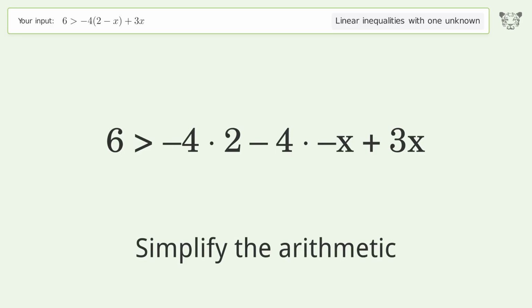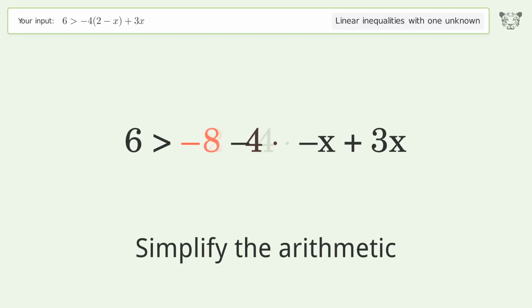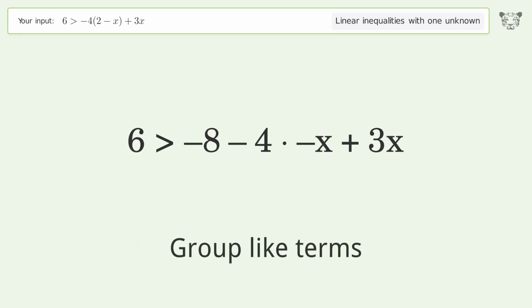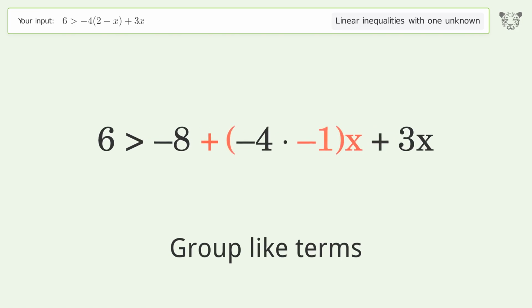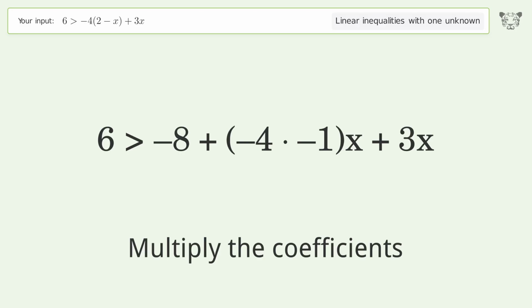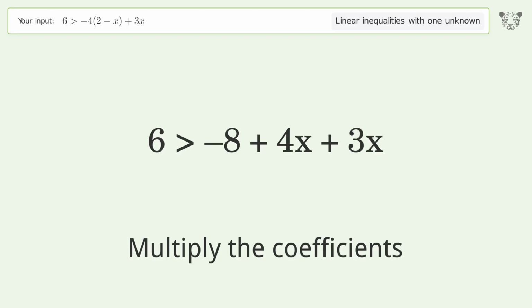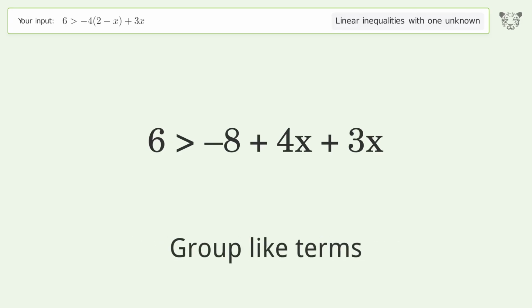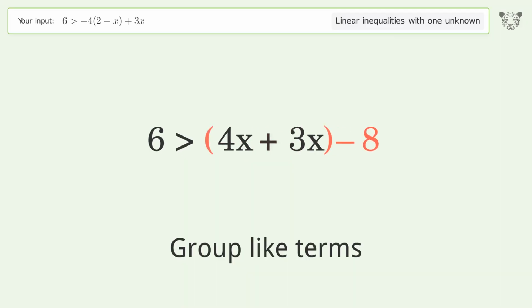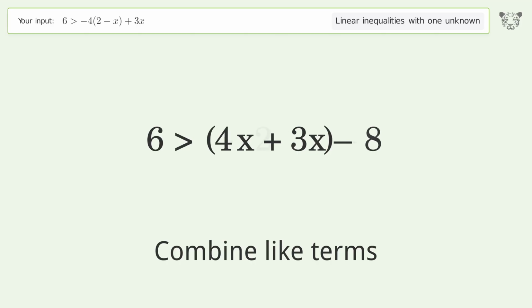Simplify the arithmetic. Group like terms. Multiply the coefficients. Group like terms. Combine like terms.